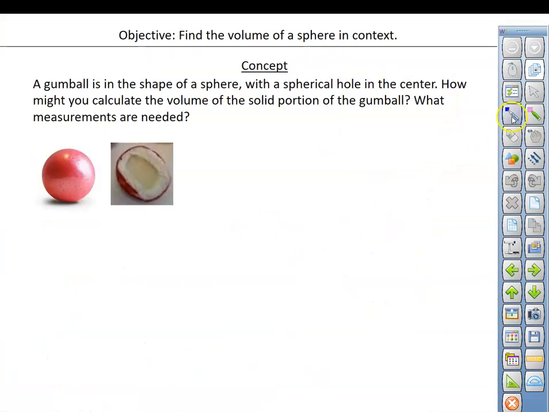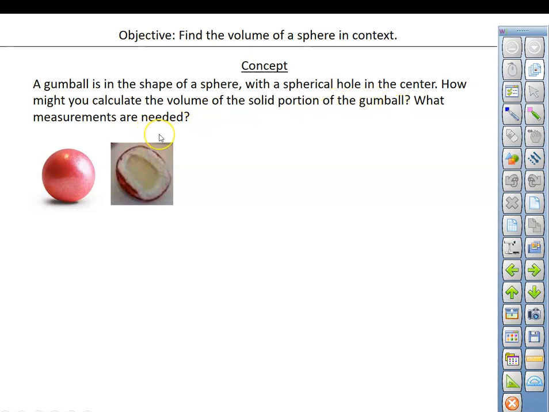All right, so what we're looking at here is a gumball in the shape of a sphere, shown here as an example. It has a spherical hole in the center, so if you bit it in half or cut it in half, it would be empty on the inside, and if this was not all a little bit squished, it would form a nice perfect sphere of its own. How might you calculate the volume of the solid part of the gumball?